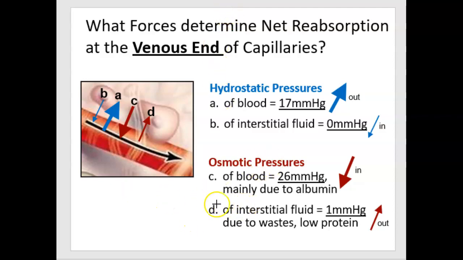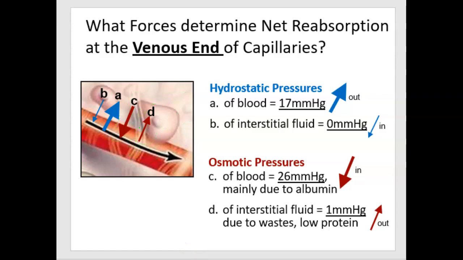For osmotic pressure, we still have that albumin in the blood. It never left. So there's still 26 millimeters of mercury pressure due to the presence of albumin in the blood that would cause water to move by osmosis back into the bloodstream. But there are wastes in the interstitial fluid that cause water to leave as well, but it's a very low number, and it's D there.